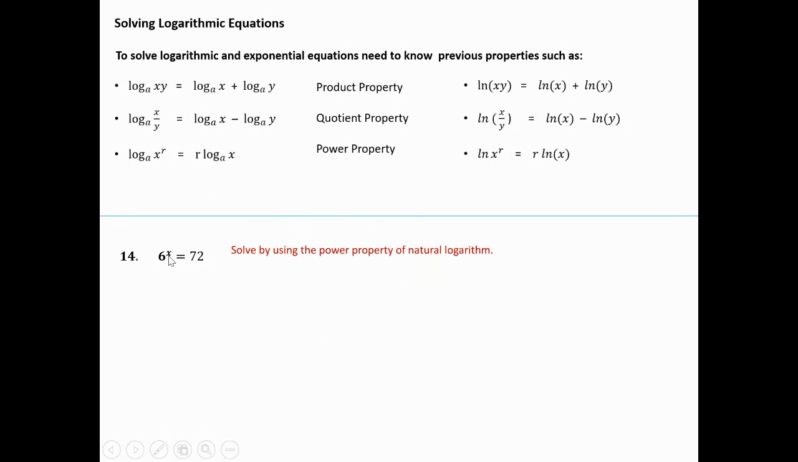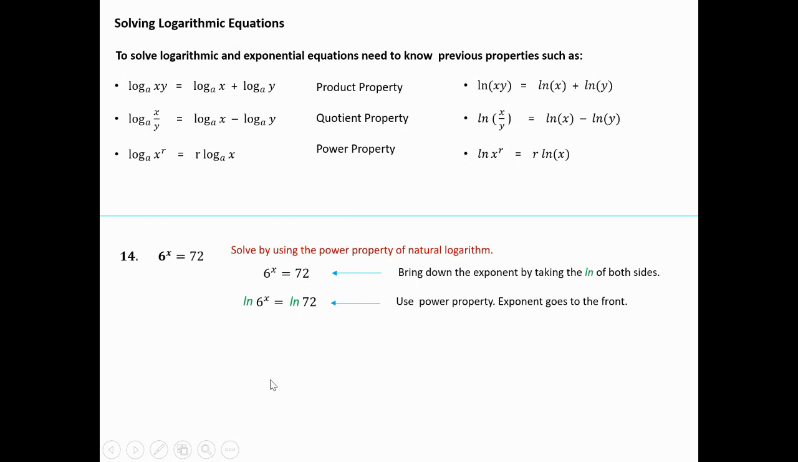So I want to bring the x down, because you cannot solve for x as an exponent. So what do we do? Bring down the exponent by taking the ln on both sides. Because with the ln, on the third property, the exponent goes to the front. So we take the ln on both sides. Now by the property rule, the exponent goes to the front, which is the x.